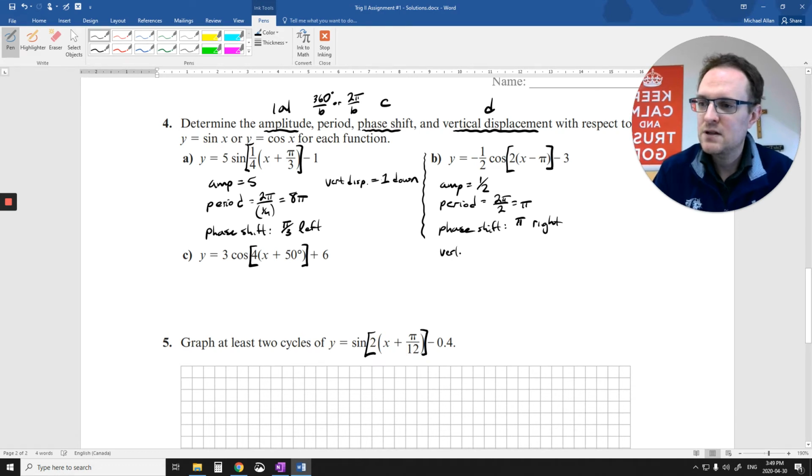And my vert disp is 3 units down. I didn't include the units on this one over here. I should probably put those in there. Okay.